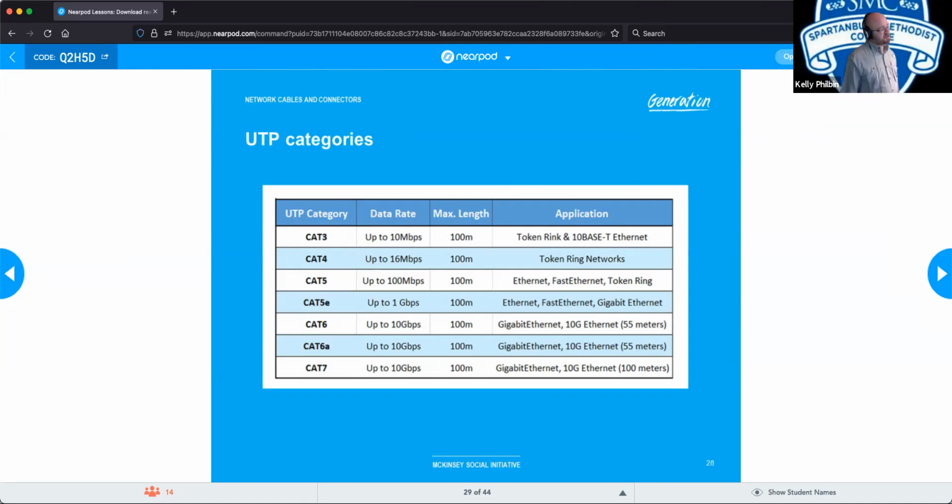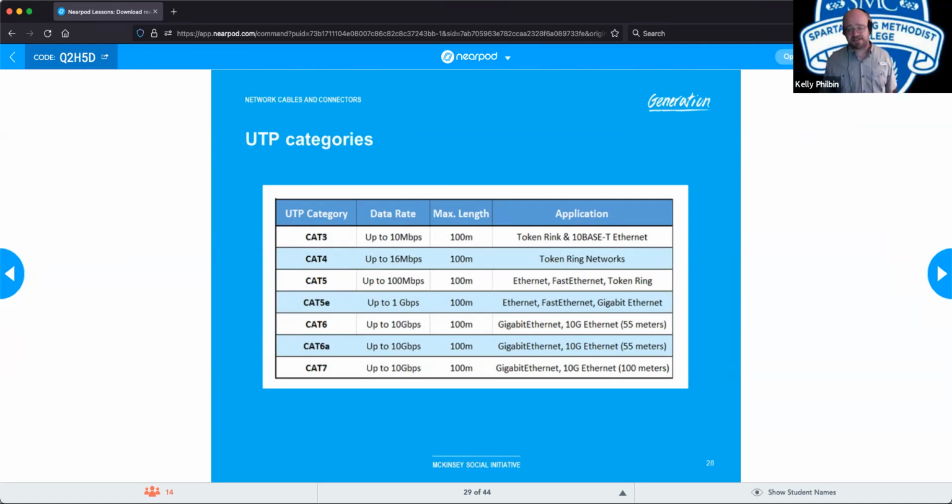And that's where the debate was with Cat 6. I believe it was 55 meters, and then when they went to 6A, it was 100. I'll need to double check this data from my Network+ book. I do have a slide deck from my Network Plus that I gave the last class.